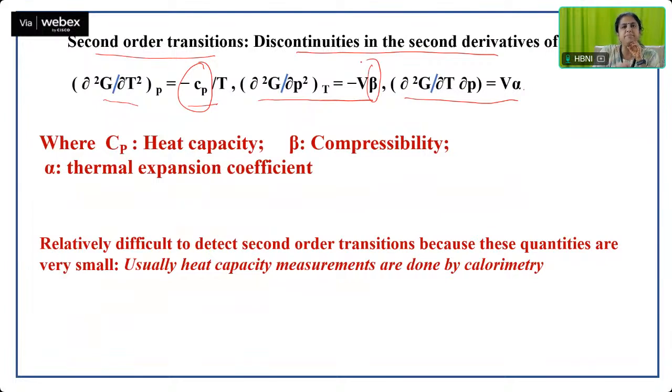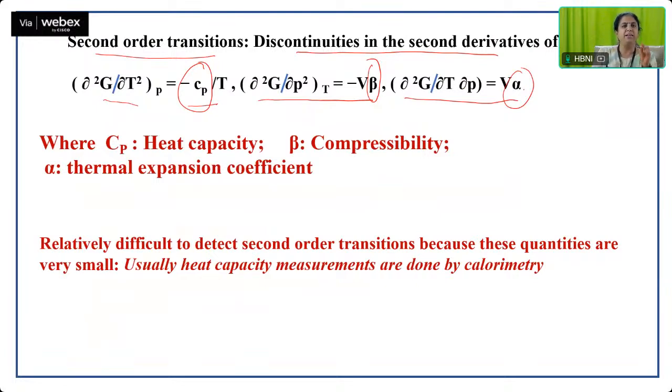This is compressibility. And this is thermal expansion coefficient. Now, if you try to concentrate on these terms, compressibility, thermal expansion coefficient as well as heat capacity are very small quantities as compared to your volume and this thing. They are not small quantities. The changes in these values are even smaller.